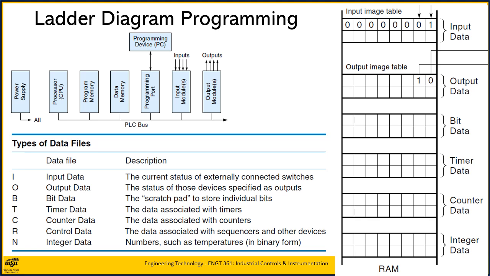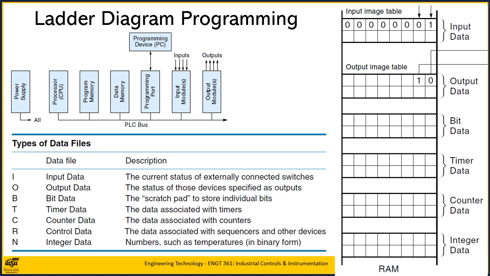Input data, the current status of the externally connected switches. The output data, the status of those devices specified as outputs. Bit data, the scratch pad to store individual bits. Timer data, data associated with timers. Counter data, the data associated with counters. Control data, the data associated with sequencers and other devices. And integer data, numbers such as temperatures in binary form.